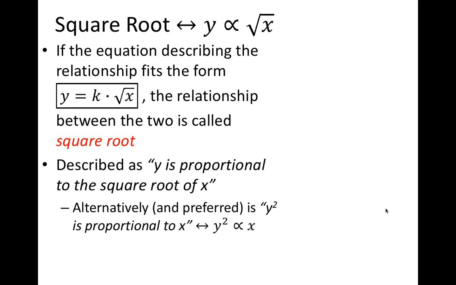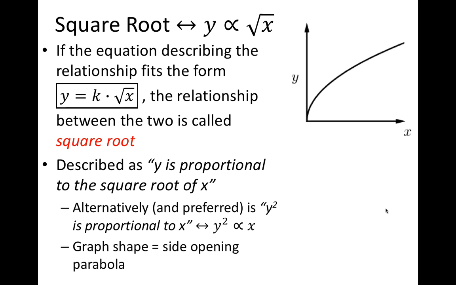Sometimes this description, the y squared is proportional to x, is preferred because then we don't have to deal with units that contain a square root. We usually prefer whole number exponents to roots when expressing our units. We'll talk more about this in the next lecture when we discuss the linearization of graphs. The graph shape associated with this relationship is a side opening parabola.